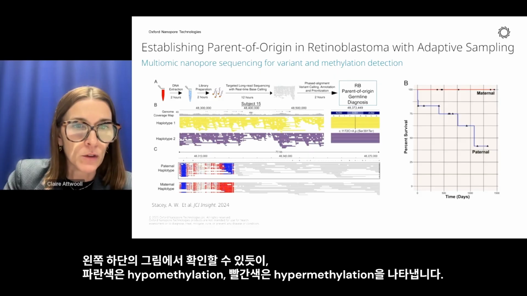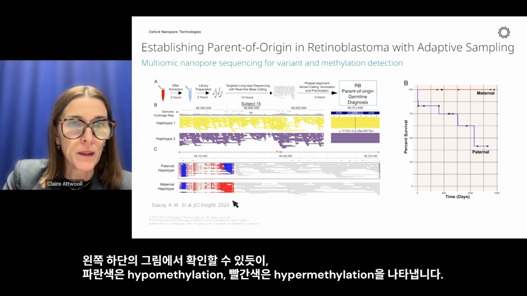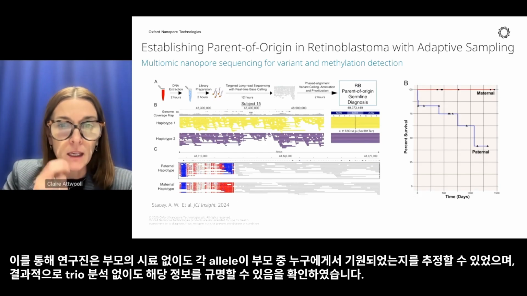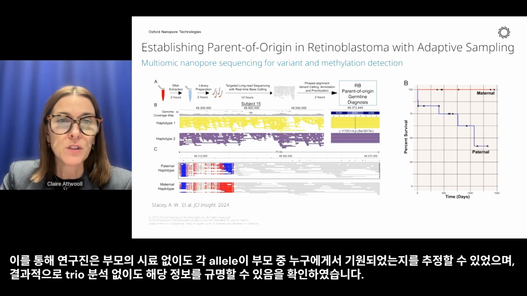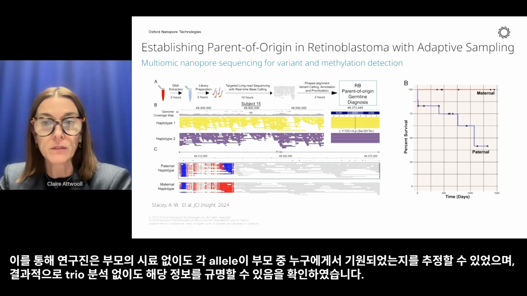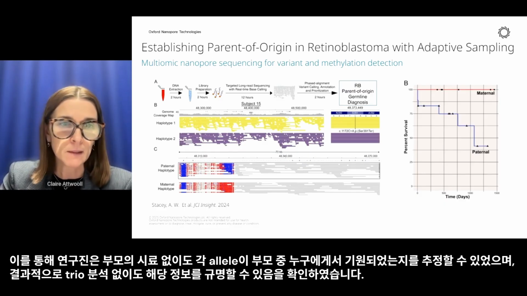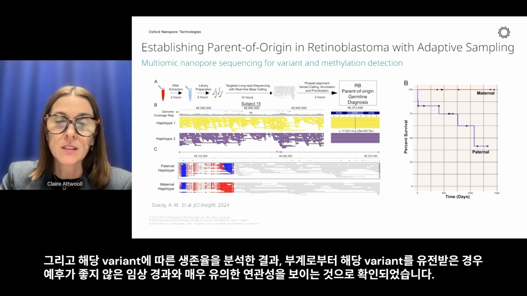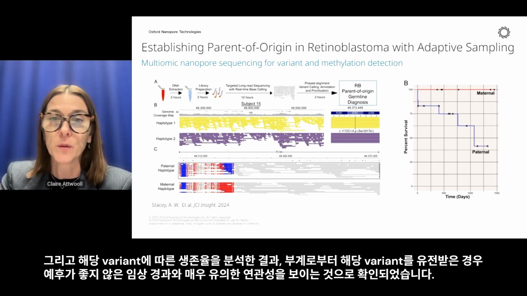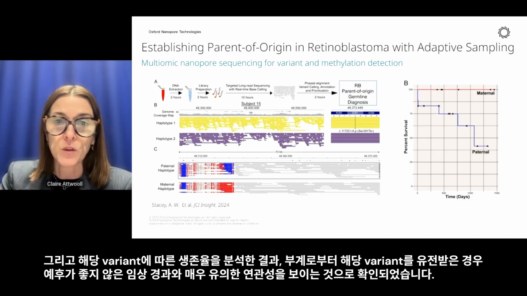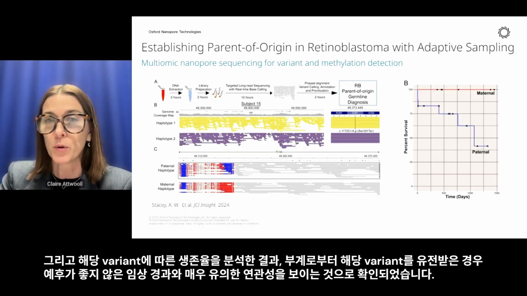And you can see that here at the bottom. So we have hypermethylated in blue and hypermethylated in red. What they were able to do was use that to understand parent of origin of each of these alleles without having to have the parent sample, so no need for trio testing. And when they looked at survival rates with those, they were able to see that inheriting the mutation from the paternal side is really strongly associated with poor outcomes.